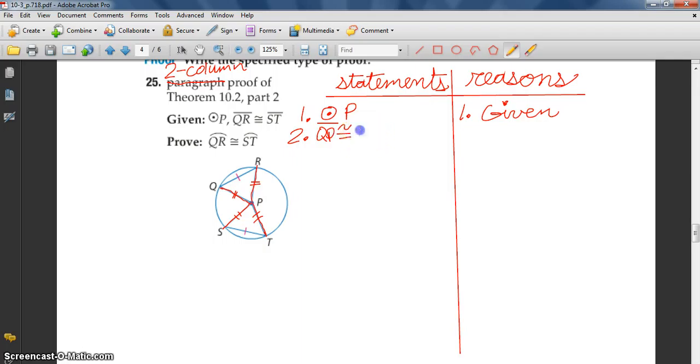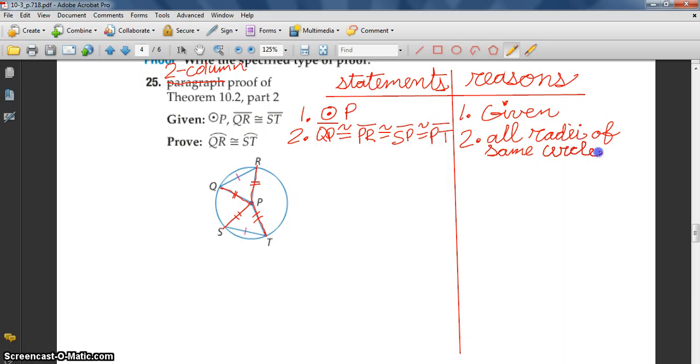QP, PR, SP, and PT. Okay. Next, what can we say? Let's state our other given information. That QR is congruent to ST.